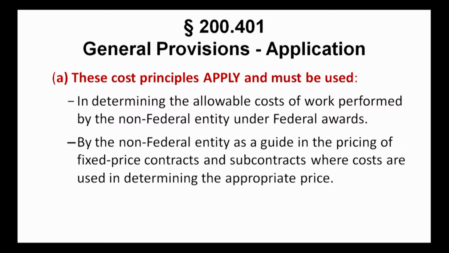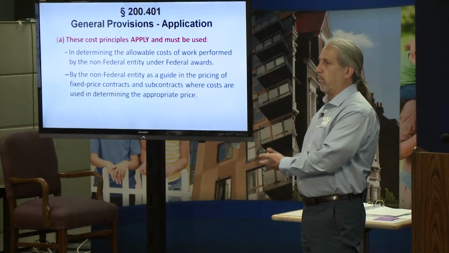So it must be used in determining the allowable cost of work performed by the non-federal entity under federal awards, and by the non-federal entity as a guide in the pricing of fixed price contracts and subcontracts where costs are used in determining the appropriate price. So again, what this is saying is if you are determining the pricing of fixed price contracts, subcontracts, you're doing cost estimates, and you would apply these principles in determining the appropriate price.